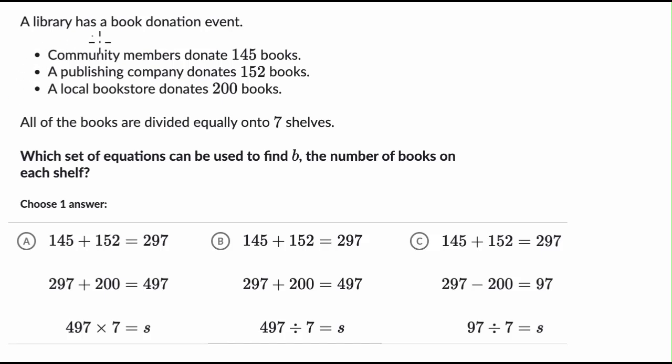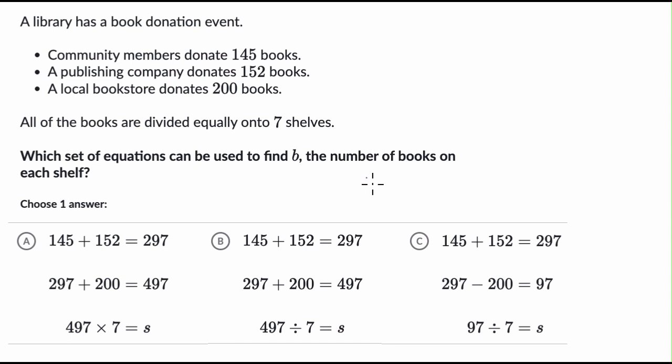We're told a library has a book donation event. Community members donate 145 books, a publishing company donates 152 books, a local bookstore donates 200 books. All of the books are divided equally onto 7 shelves. Which set of equations can be used to find B, the number of books on each shelf?